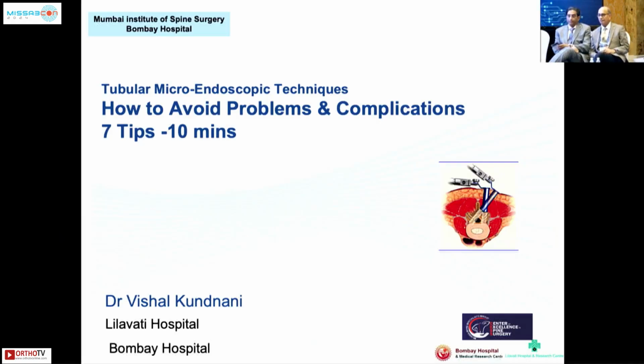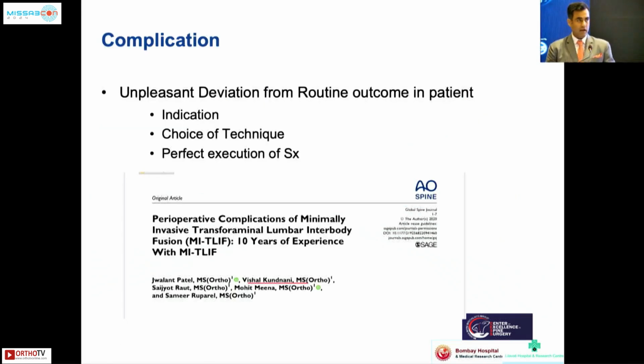So I think most of the complications have been managed quite well. So I'll rather stick to my talk on how to avoid problems and complications instead of talking about how to manage them. And when we talk about MIS surgeries, we get stuck to the technique part of it so much that we tend to forget that despite the best technical learnings, even in the most expert hands, the complication rates can range anywhere from 17 to 23%.